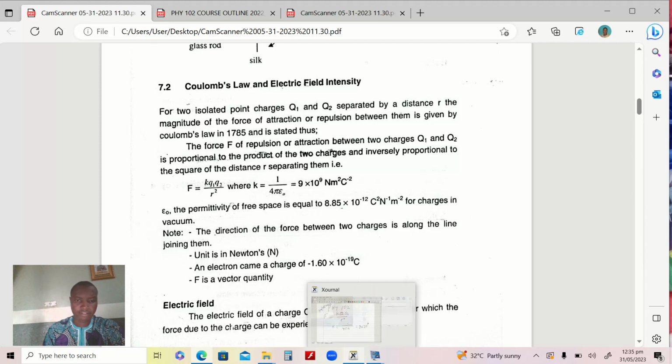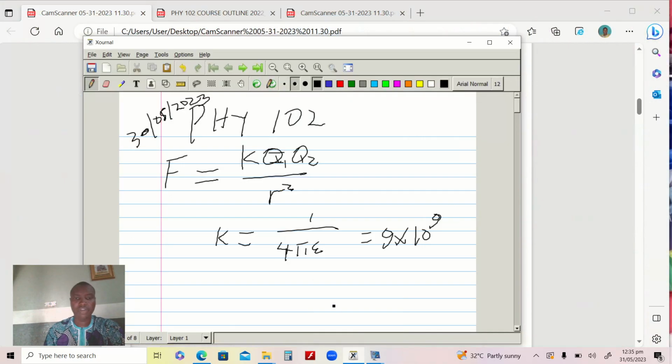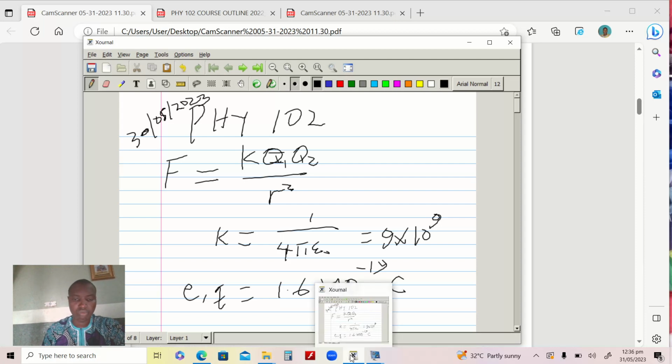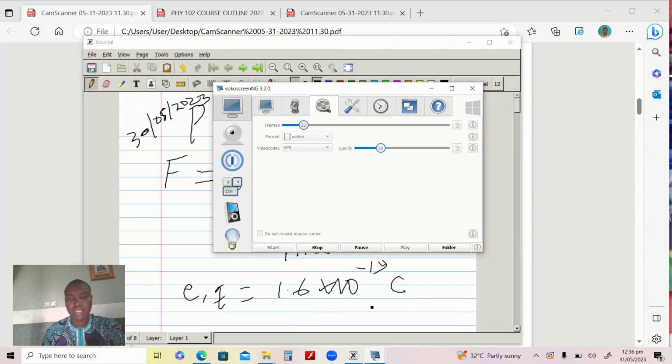Then we have the electronic charge, which is equal to 1.6 times 10 to the power minus 19. So we have the value for electronic charge, or we call it Q, is equal to 1.6 times 10 to the power minus 19 coulombs. So we have to take note of all these values while we are doing some basic calculations. So I want you to come along as we move on.